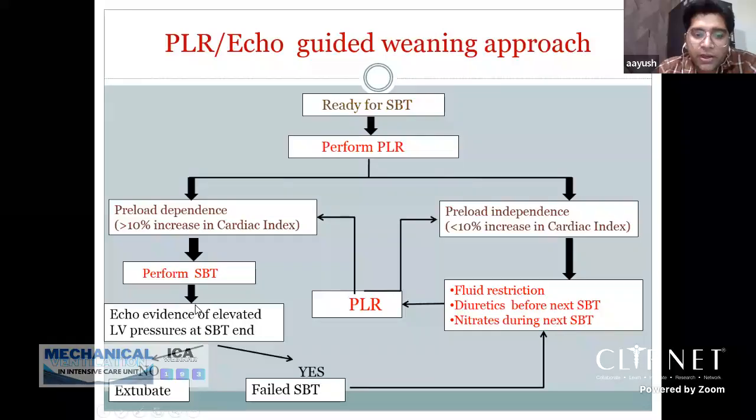If at the end of SBT, the echo shows elevated LV pressures, then these patients are more likely to fail the weaning and they should not be extubated. And if these patients are found to have increased LV pressures, then again try fluid restriction, diuretics, and nitrates during the subsequent SBTs. Similarly, if after the patient has been found to be ready for SBT, the PLR was negative, that is, there was no increase in the cardiac index on giving the patient a passive leg raising, then these patients should be tried first with diuretics and nitrates, and then again subjected to PLR till they become preload dependent.